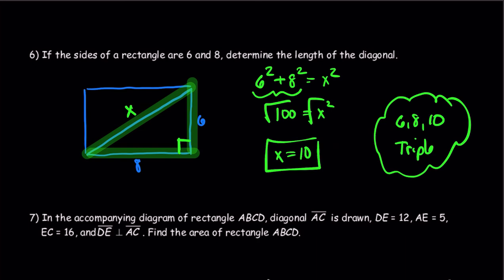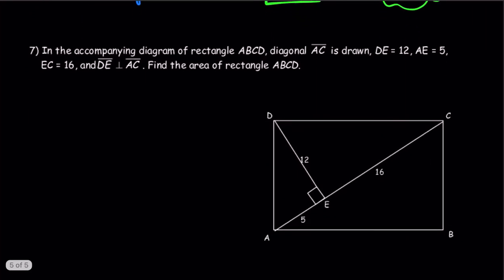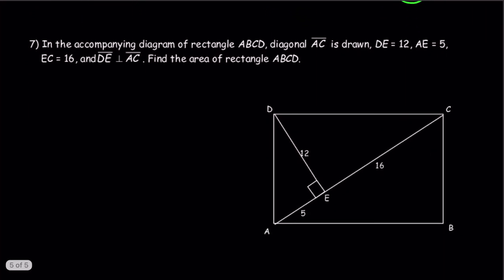Okay, last one. A little bit more challenging. So this says in the accompanying diagram of rectangle ABCD, diagonal AC is drawn. DE is 12, it's labeled, AE is 5, and EC is 16. DE is perpendicular to AC. Okay, there's the right angle, it's drawn. Find the area. Well, we haven't talked about area yet, but it's pretty easy.